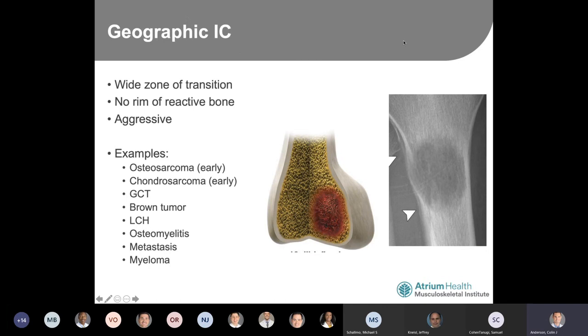And then we saw this X-ray before, but the 1C border still looks geographic, but there's a wide zone of transition, no rim of reactive bone. This is definitely a more aggressive finding. Things like early osteosarcoma, early chondrosarcoma, giant cell tumor, Brown's tumor, LCH, osteomyelitis, metastasis, or myeloma.